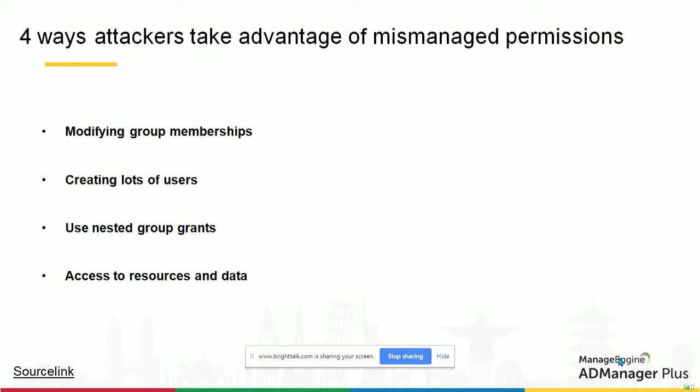Problem number two, creating lots and lots of users. Now what do I mean by this? An attacker can potentially log in to your end user system or compromised end user system, or an end user may turn rogue. Now that user could potentially create and add backdoor users into Active Directory. So the more backdoor users an attacker has, the more an attacker can establish a foothold over your Active Directory.